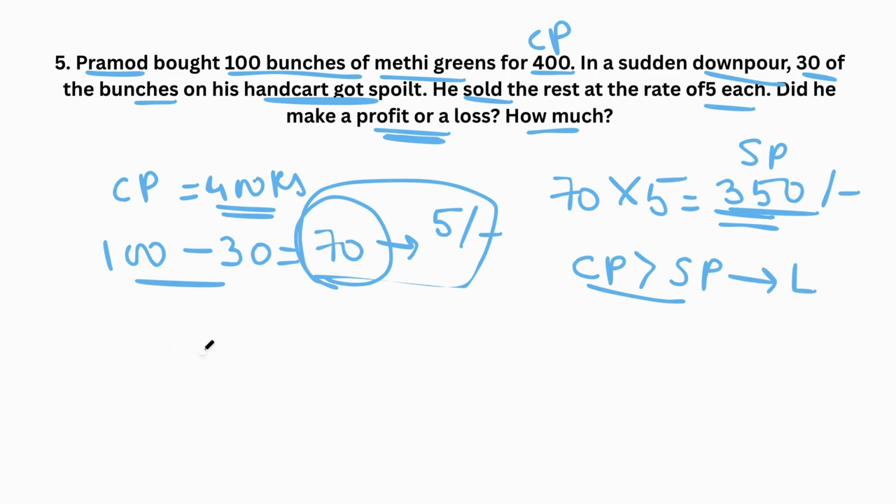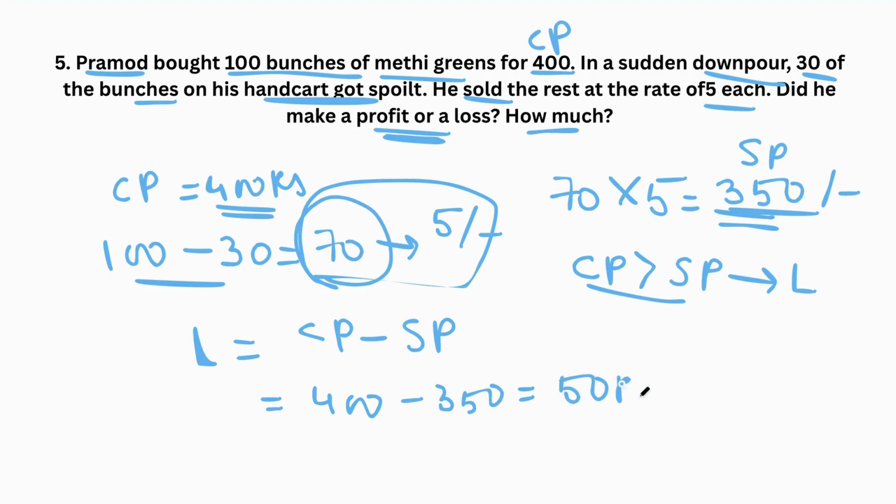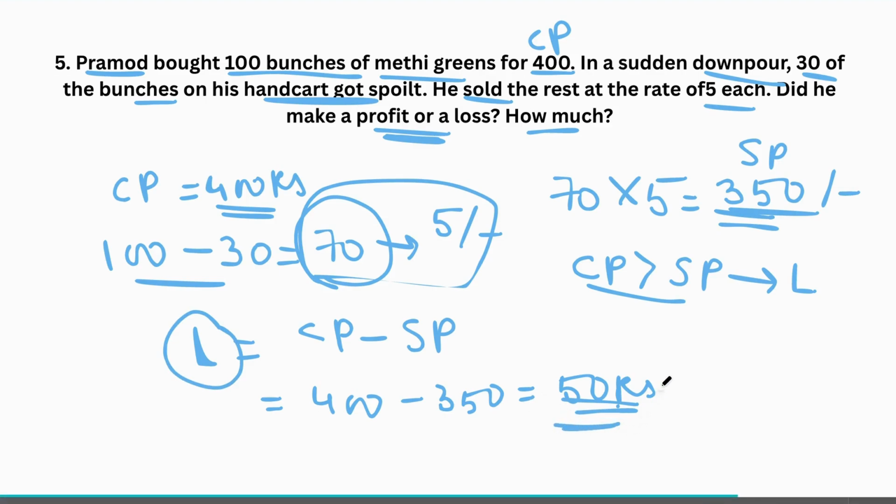So what we will be using? The formula for loss, which gives us loss equals cost price minus selling price, which is equal to 400 minus 350, which gives us an answer of 50 rupees. That means Pramod faced a loss of rupees 50. Now, next question.